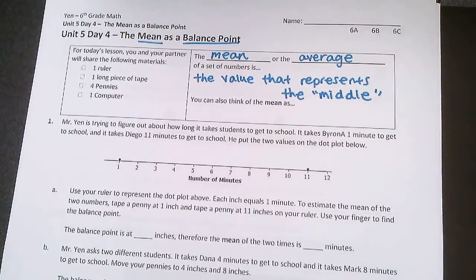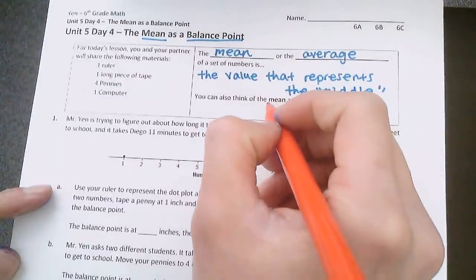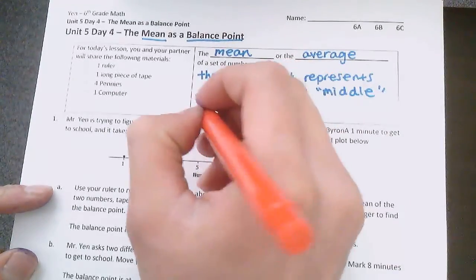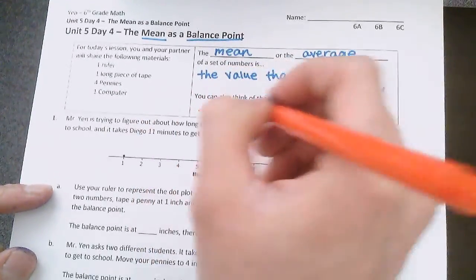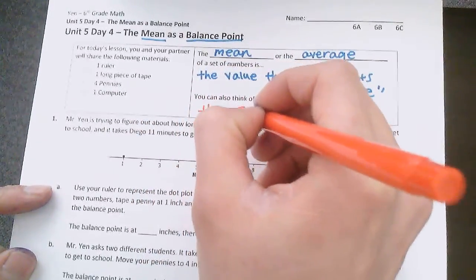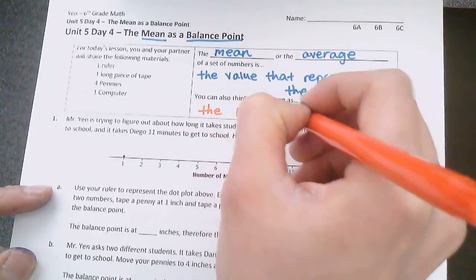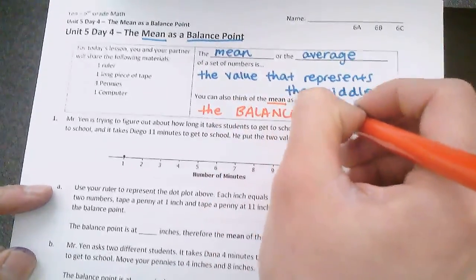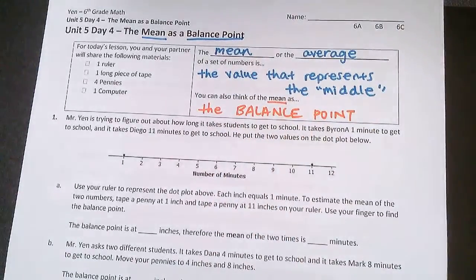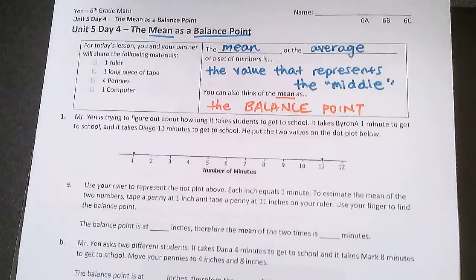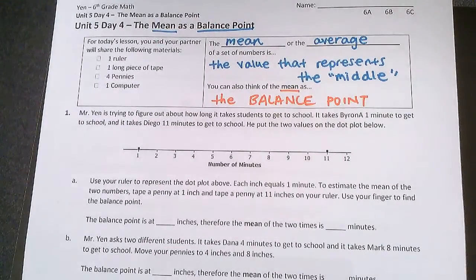And for today, I want you to think of the mean of something as being the balance point. So you can also think of the mean as the balance point. So whenever you see mean today, think balance point. Let's read the first problem.